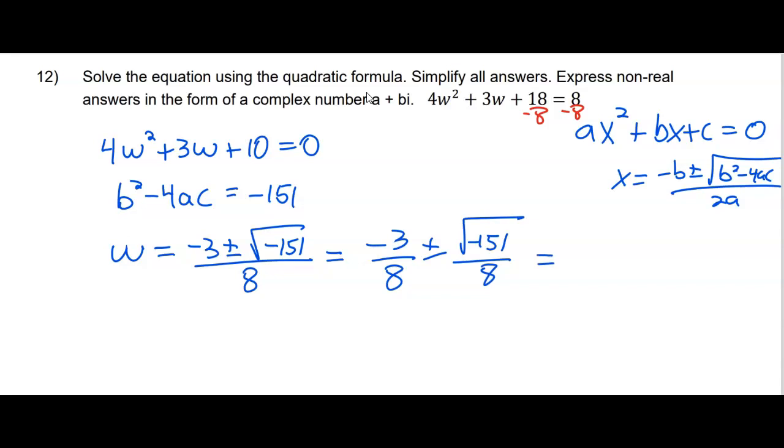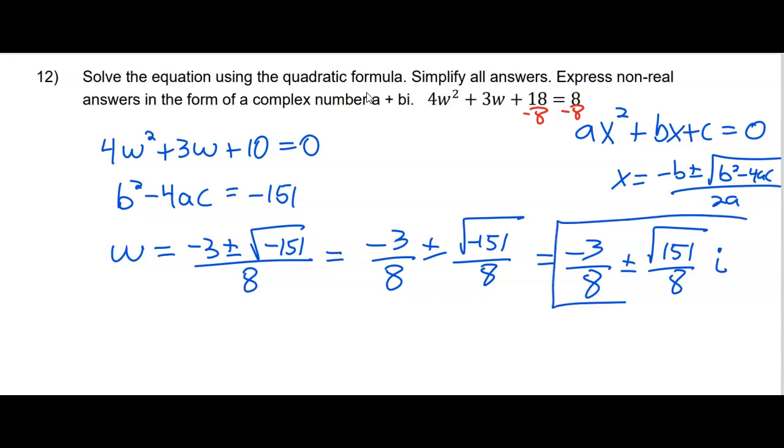But the square root of negative is i, and where the i has to go is on the right, like this. Don't have the i in the front up here or just outside, because you need standard form for the complex numbers. All right, hope this makes sense.